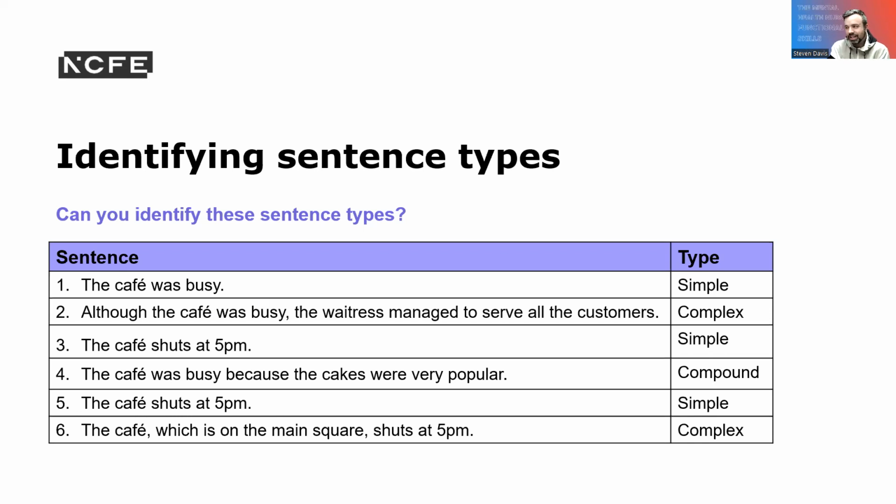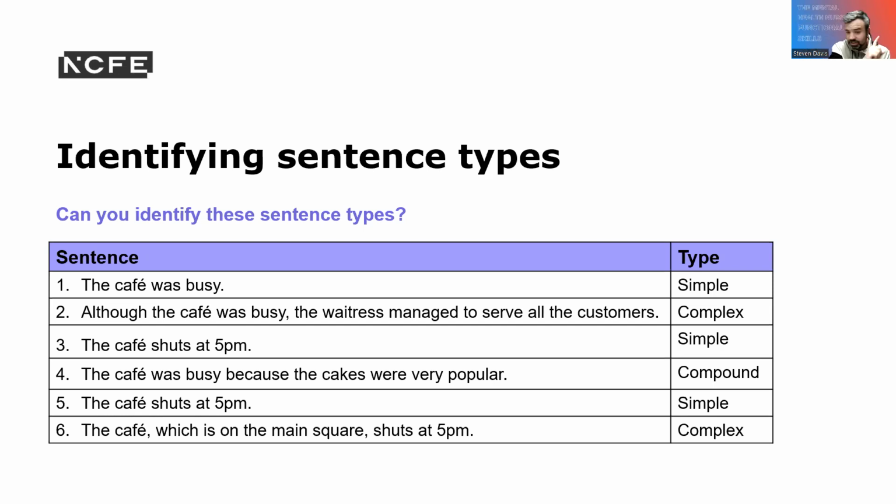And you should be able to see this just from the length of the sentence. So, the cafe was busy. Simple. Although the cafe was busy, the waitress managed to serve all the customers. Complex. The cafe shuts at 5. Simple. The cafe was busy because the cakes were very popular. Compound. The cafe was busy, because, it's the joining one, the cakes were very popular.